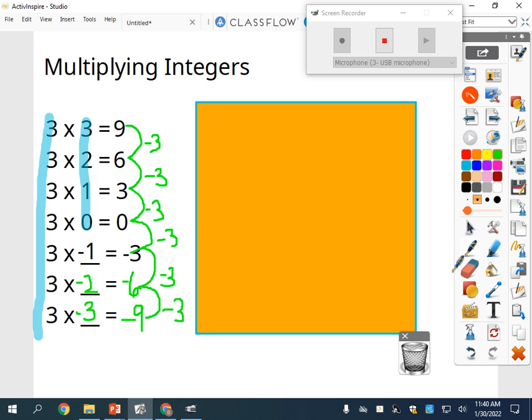Interesting. So take a look. So 3 times a positive 3 was a positive 9, but 3 times a negative 3 was a negative 9. 3 times 2 is positive 6. 3 times negative 2 is a negative 6. 3 times positive 1 is a positive 3, but 3 times negative 1 is a negative 3.